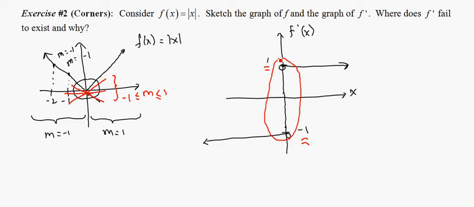The technical way of saying this is that the right-hand derivative and the left-hand derivative don't match up, meaning that as I approach x equals 0 from the right, my slope is 1. As I approach x equals 0 from the left, my slope is -1. And this happens all the time.